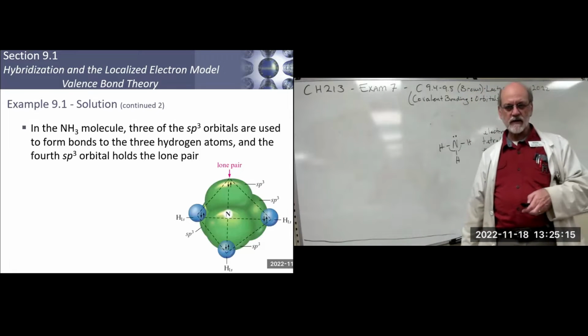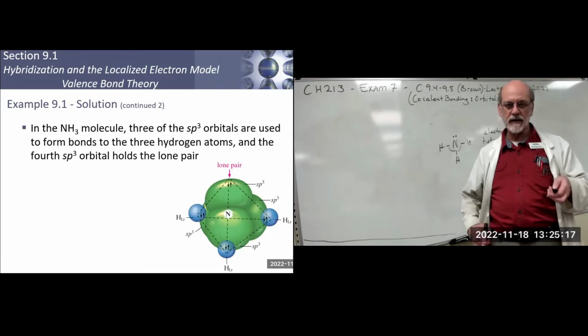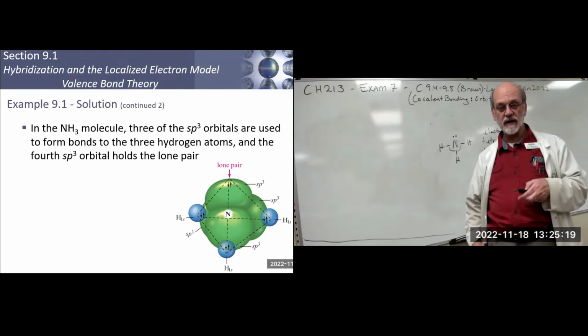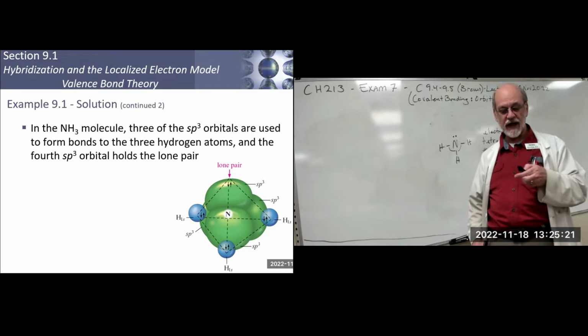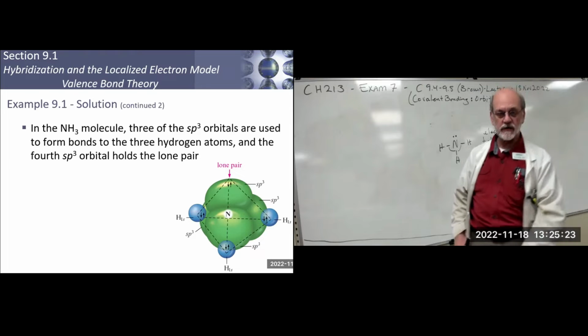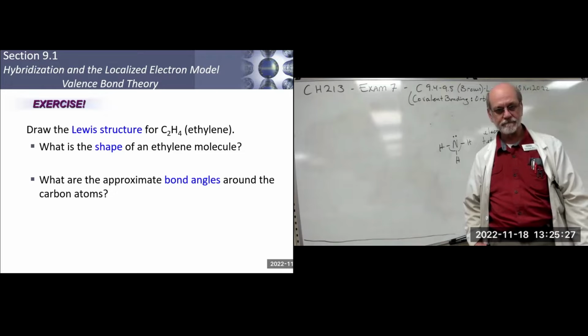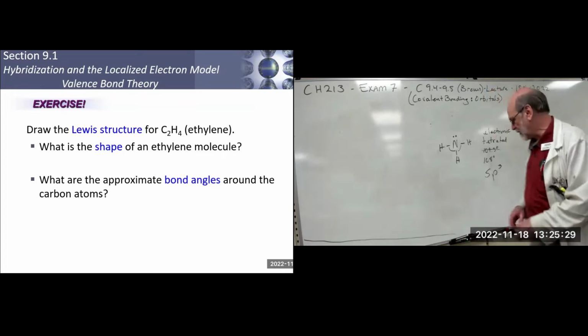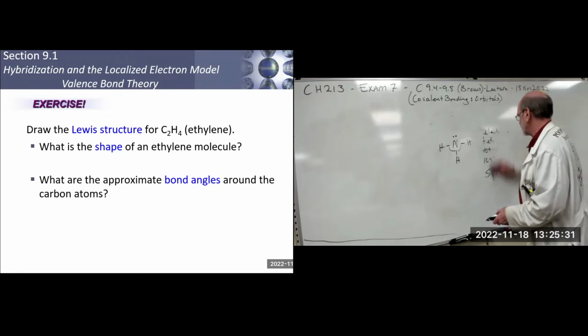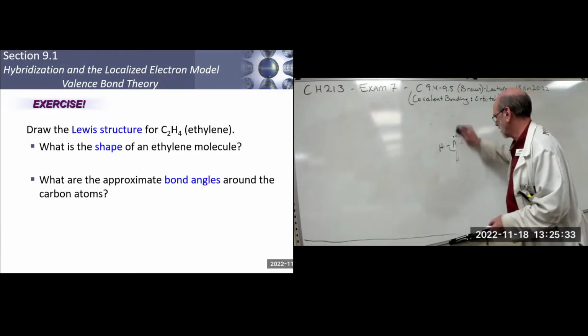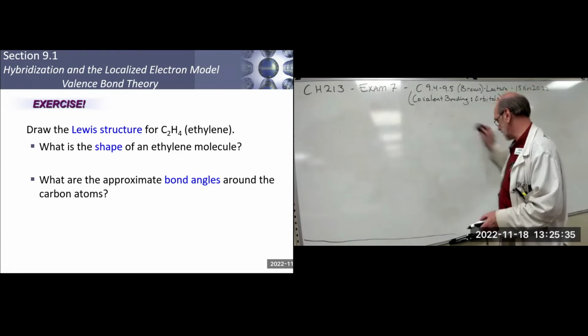Okay, so there's a model of the ammonia molecule with a lone pair in one of the sp3 hybrid orbitals, and the others are occupied in bonding with the hydrogens. Okay, how about more complicated molecules? It's really not that difficult.